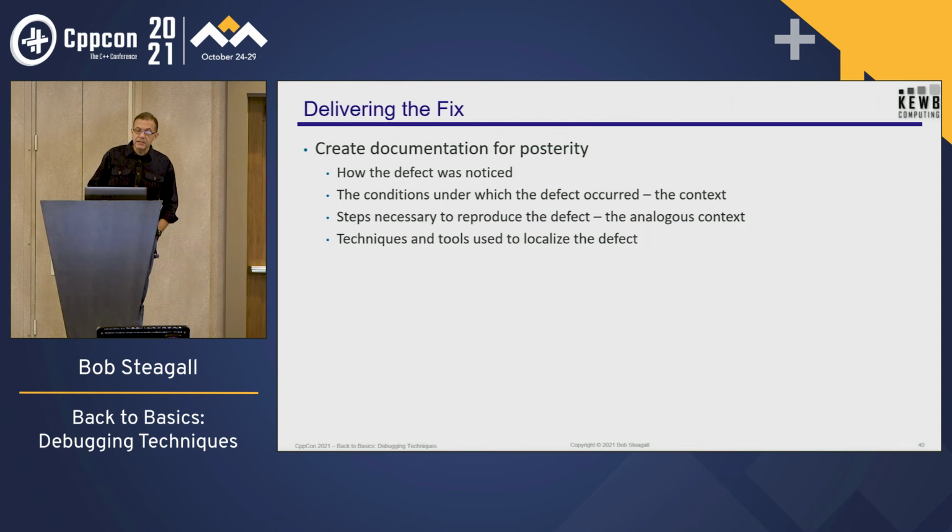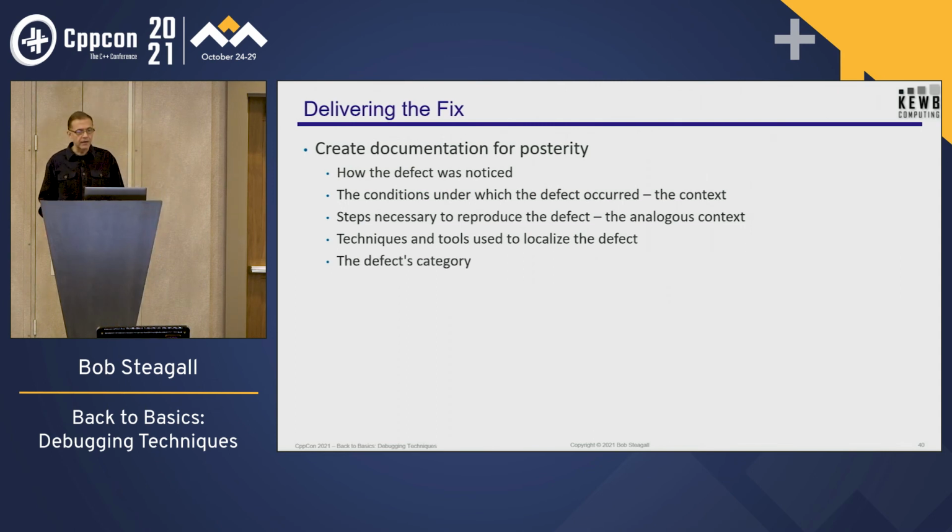Write down what techniques and tools you use to find the defect. And what is the defect's category, right? Is it a logical error? Is it an implementation error? Was it a version control error? For sure, let posterity know what you think the underlying root cause of that defect was.